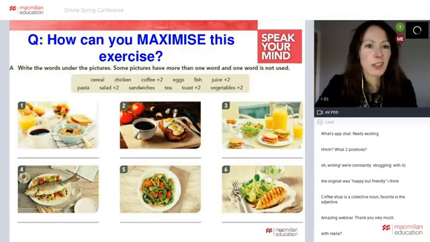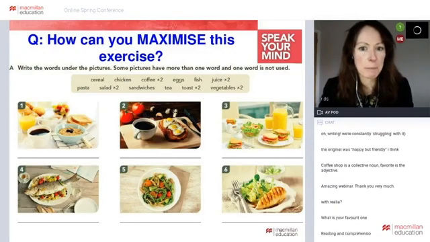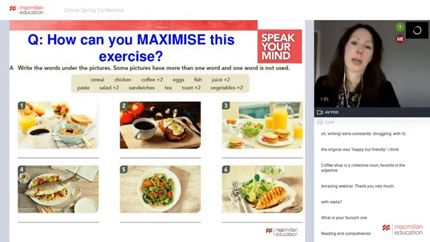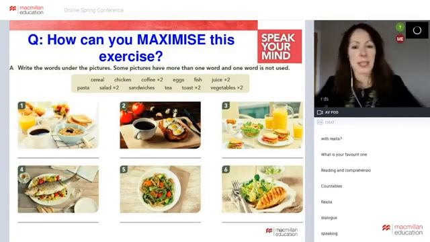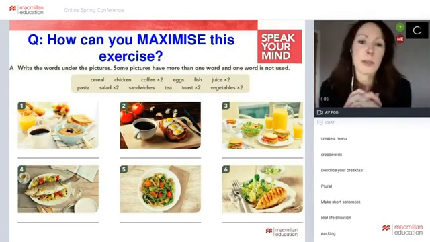matching the words to the pictures. What else can you do with the vocab? What's your next activity? With realia, your favorite one, countables, creating a menu, crosswords, plural.